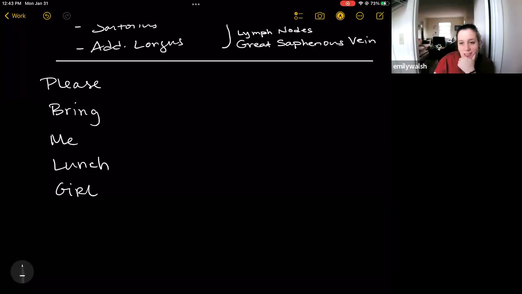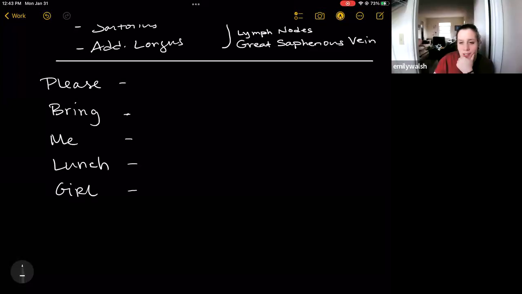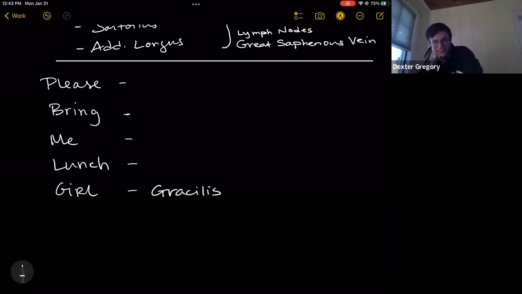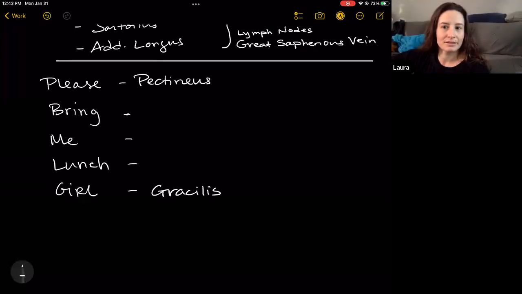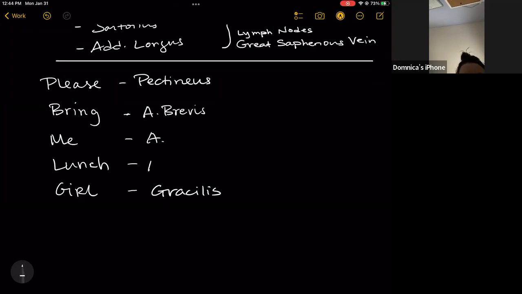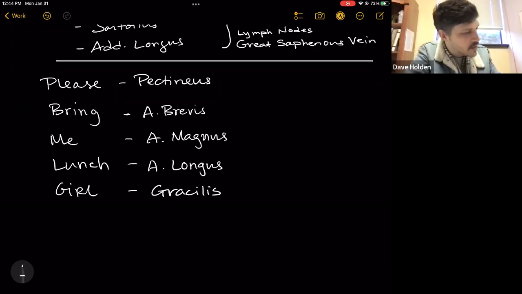Good job. So these muscles: I know the G is gracilis. That's a good start. Pectineus. Adductor brevis. Adductor longus. And magnus last. Awesome.